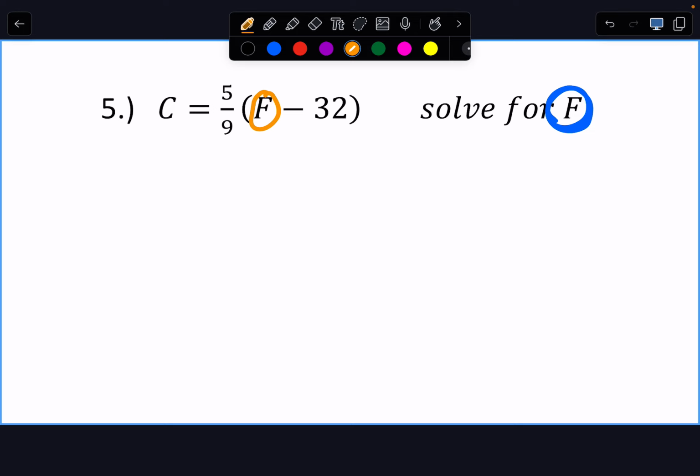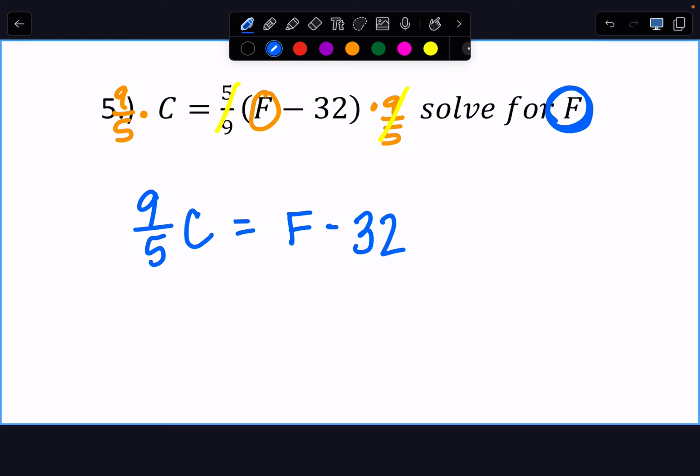Don't you have to do it for it though? Let's not. So, my lovely people, let's go ahead and multiply both sides by what? 9/5. Dividing by 5/9 is just like multiplying by 9/5. So we have 9/5 C equals F minus 32.